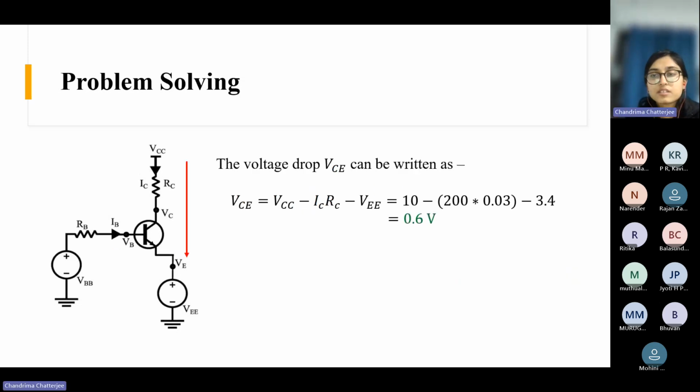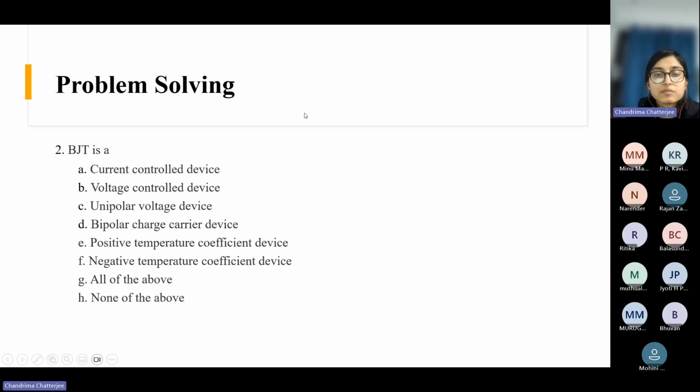So let's go to the next problem. The next problem is a multiple choice question. BJT is a current control device, voltage control device, unipolar voltage device, bipolar charge carrier device, positive temperature coefficient device, negative temperature coefficient device, all of the above or none of the above. So I think you guys can tell which are the correct ones.